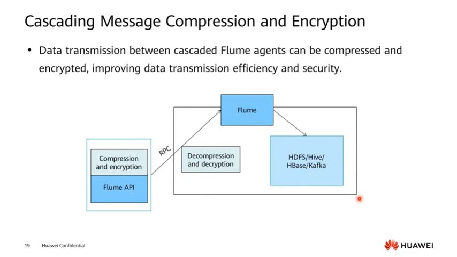And here, in the cascading process, data can be compressed and encrypted, thus data can be transmitted efficiently and securely. But please pay attention, here we say that data can be compressed and encrypted, but it does not mean that the compression and encryption must be done in all cases. After all, it depends on the requirement of the users, right?